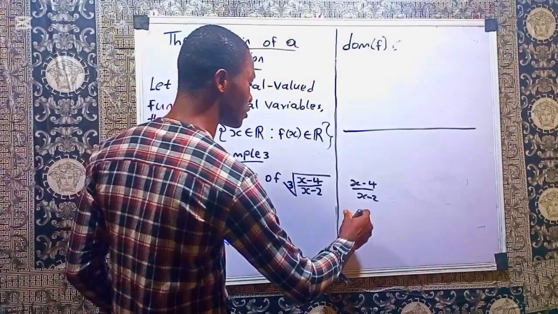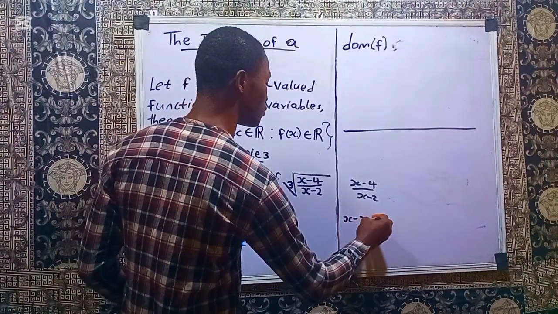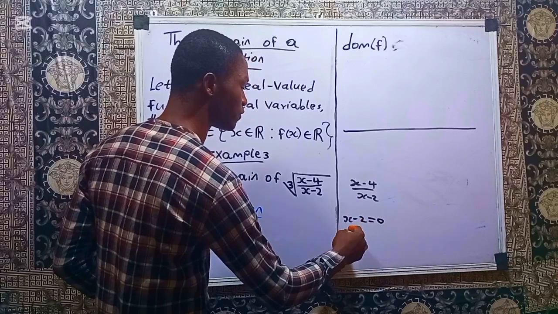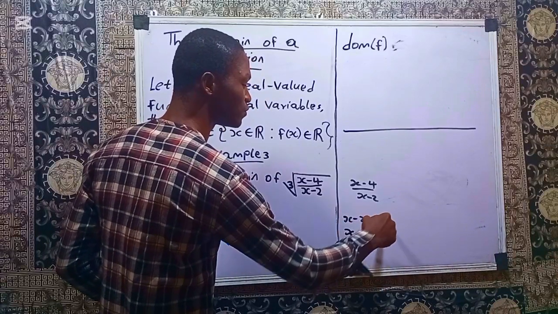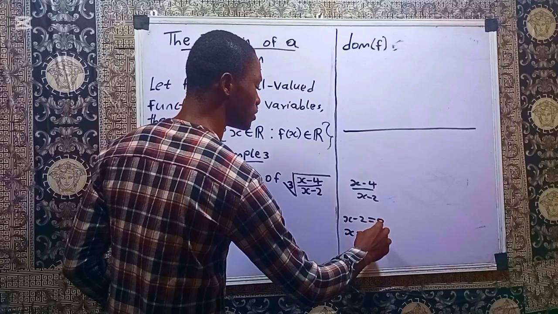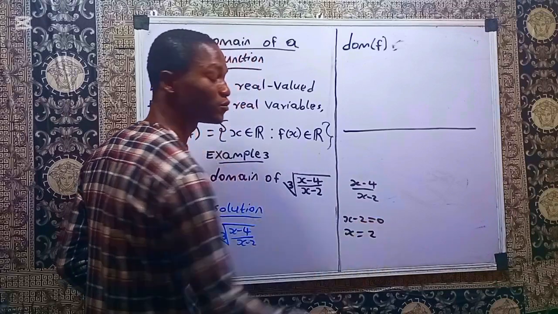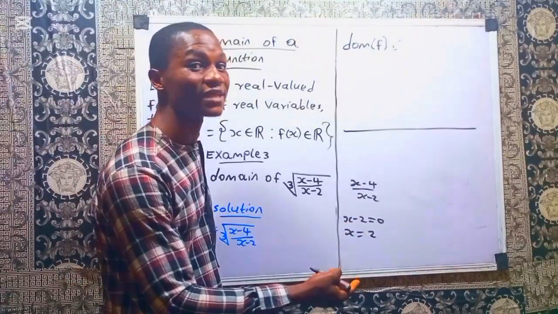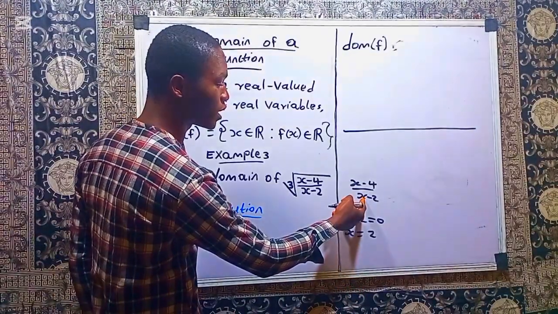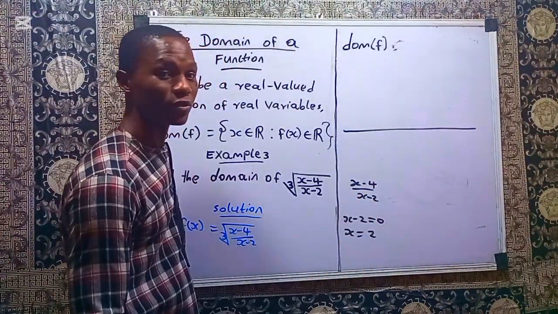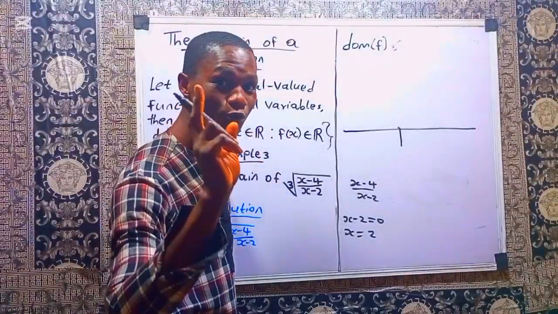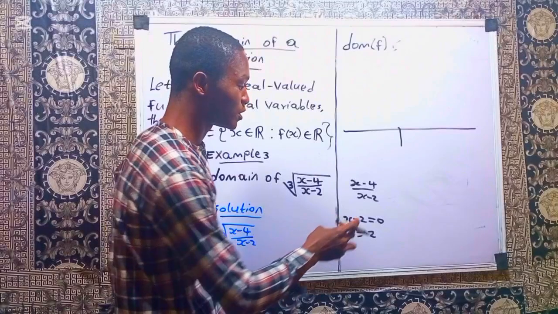So what is the denominator? x minus 2. So if you set it equal to 0 and solve, if you move negative 2 to the right side, you have that x equals what? Positive 2. So what will make the denominator 0 is what? When x is 2. Because if you put 2 here, you have 2 minus 2, which is 0. So I'm going to remove 2 from the entire real line, and it is only 2 that will make this denominator 0.